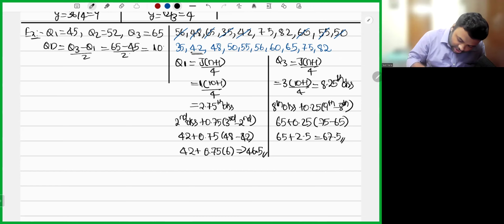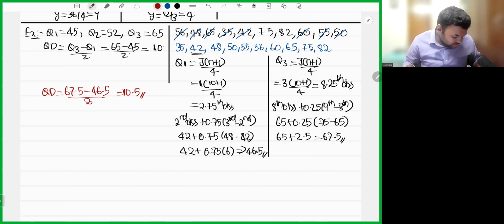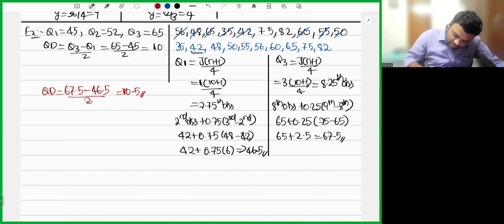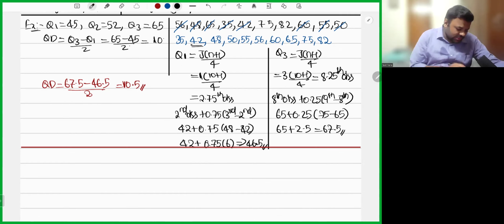So what will be quartile deviation? Q3 minus Q1 divided by 2, which is equal to 10.5. Okay. So I hope it's simple. There is nothing much difficulty in calculating quartile deviation. Next. So this is, my dear friends, with respect to individual data. As I said, discrete data is useless. We need not focus much on discrete data.